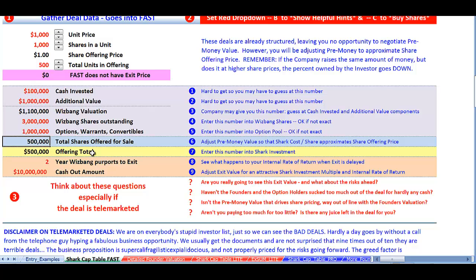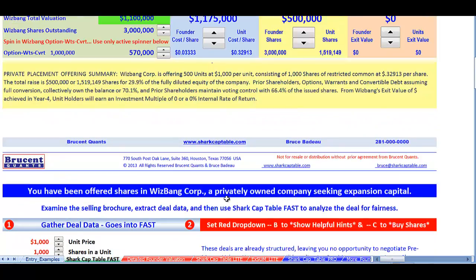Now here's the total shares offered for sale. That's just simply the number of shares and the number of units, which gives you 500,000. And the offering total is the same sort of thing. We have 500 units at $1,000 each, which gives you $500,000. Now, they'll tell you, oh, my goodness, we're going to sell this thing in 2 years, and we're going to get $10 million. So now let's go up and see what really has happened.